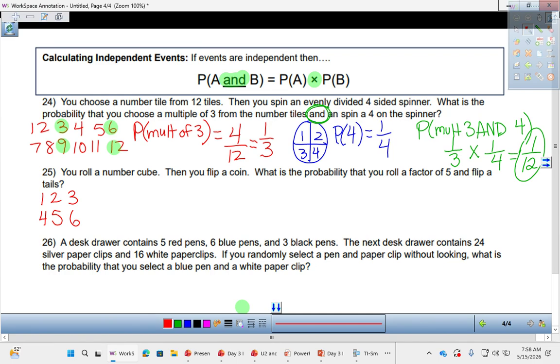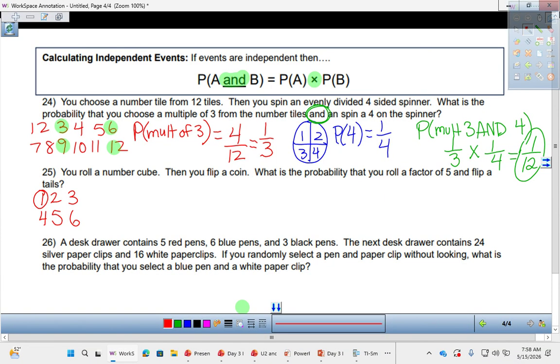Those are the numbers on the cube, right? Factors of 5 are numbers where I can take 5 and divide them and get a whole number. So 5 divided by 1 is a whole number. 1 is a factor of 5. 5 divided by 2 is a decimal. So 2 is not a factor of 5.